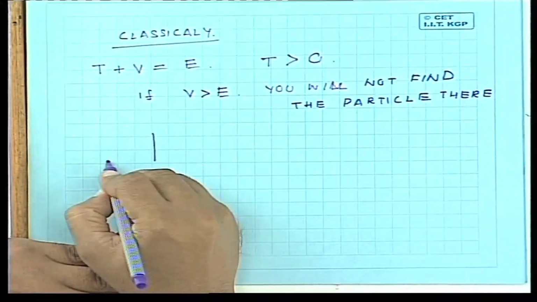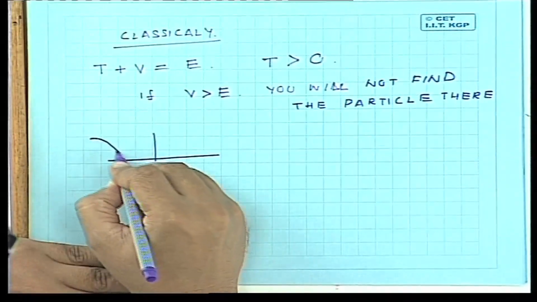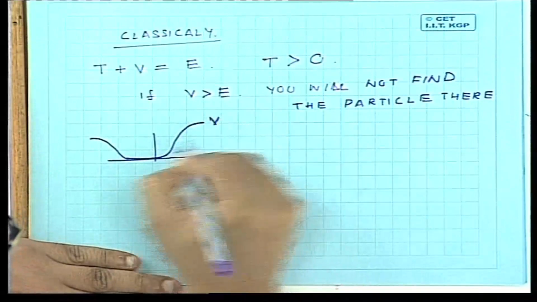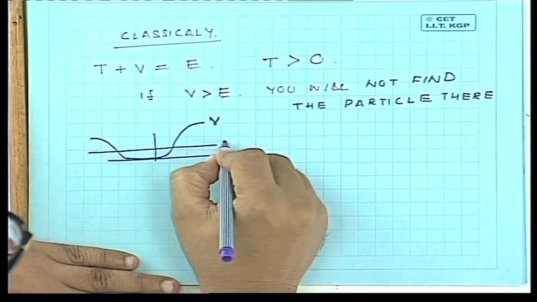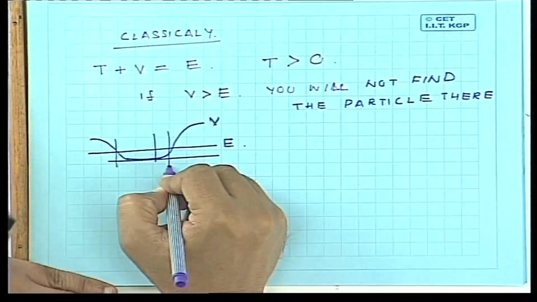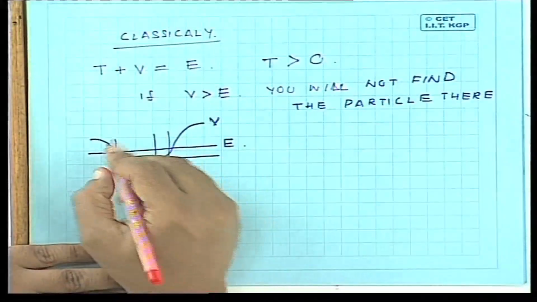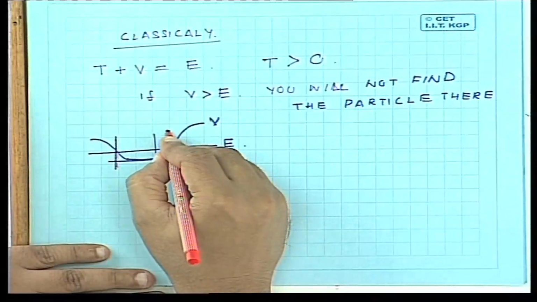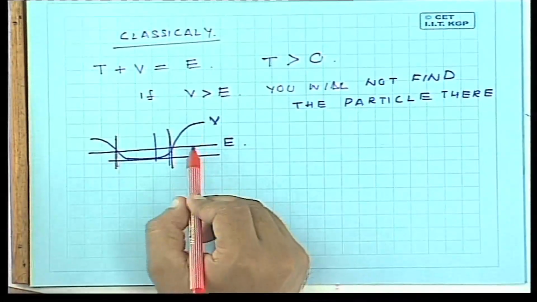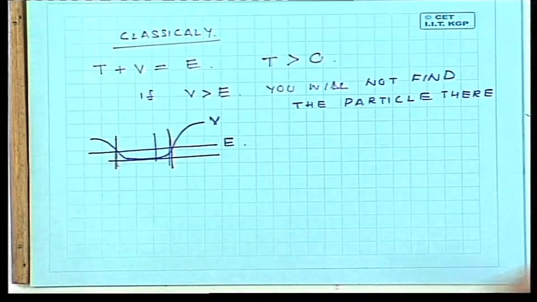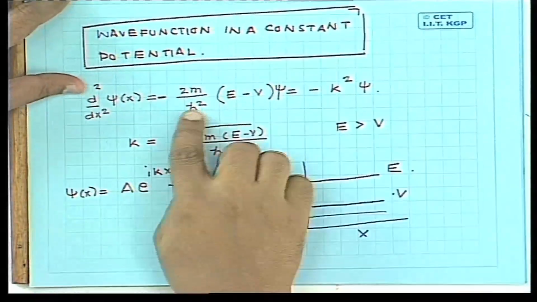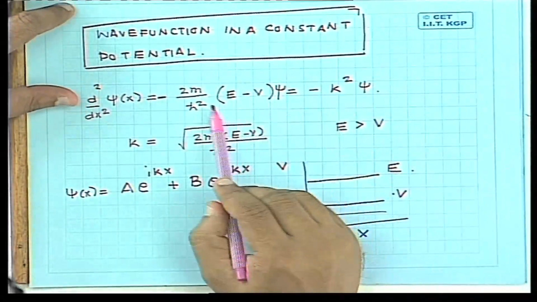So if this is the potential V, and the particle has energy E, the particle will move within this range classically. You will not find it in a region where E is less than V. But in quantum mechanics, we have to look for solutions of this equation even when E is less than V.